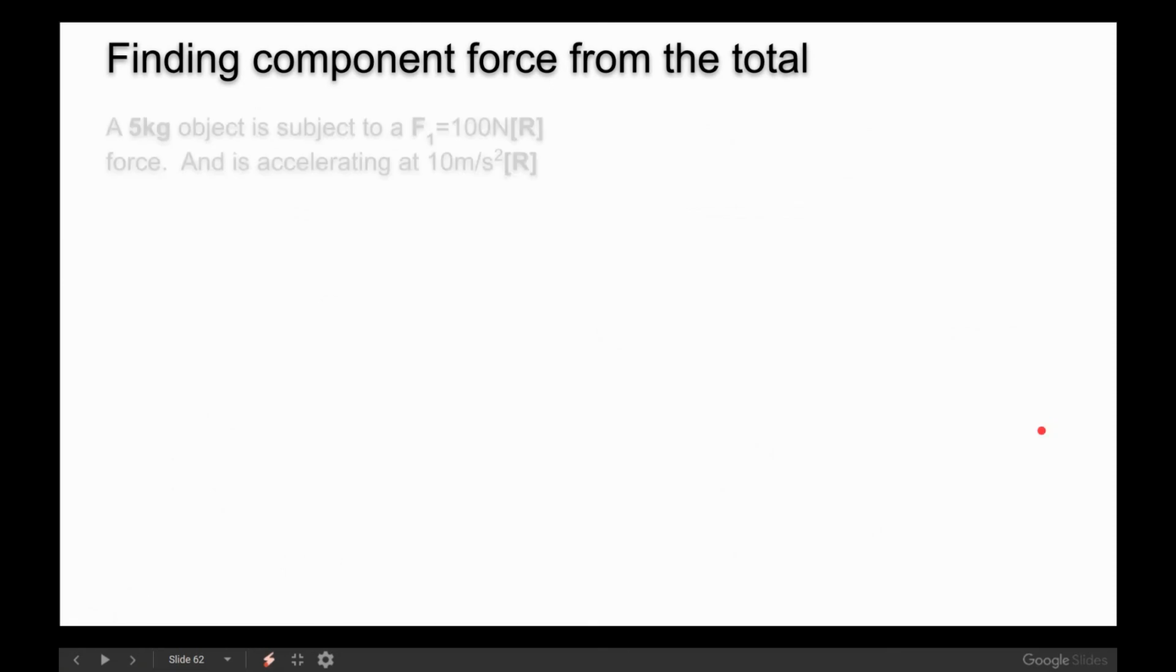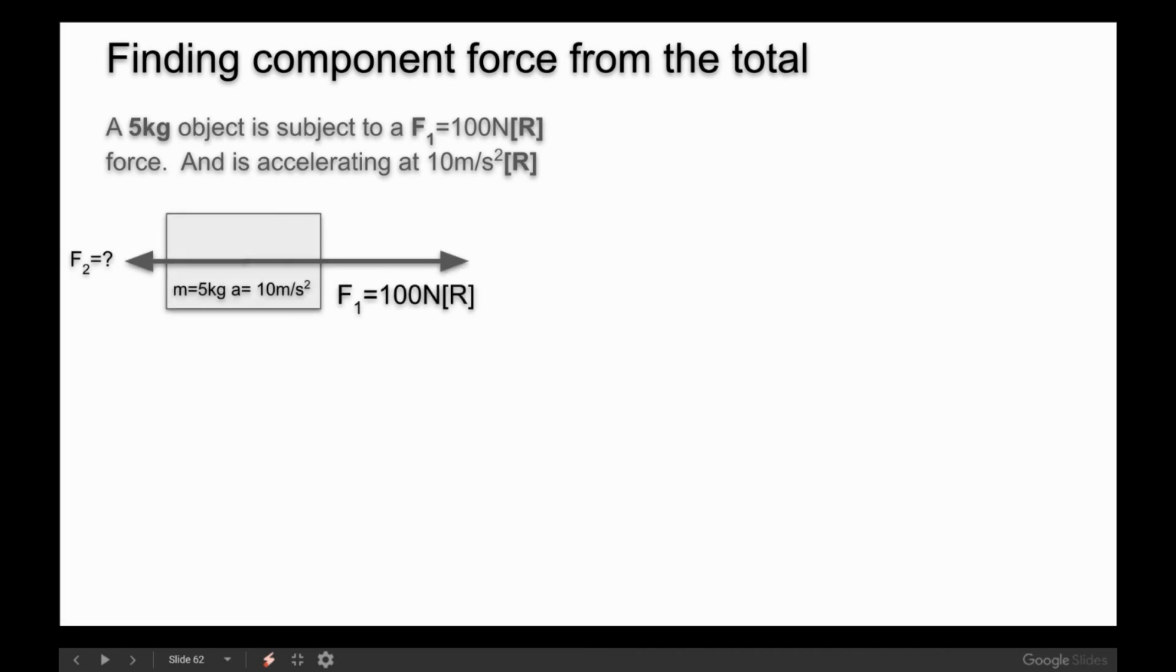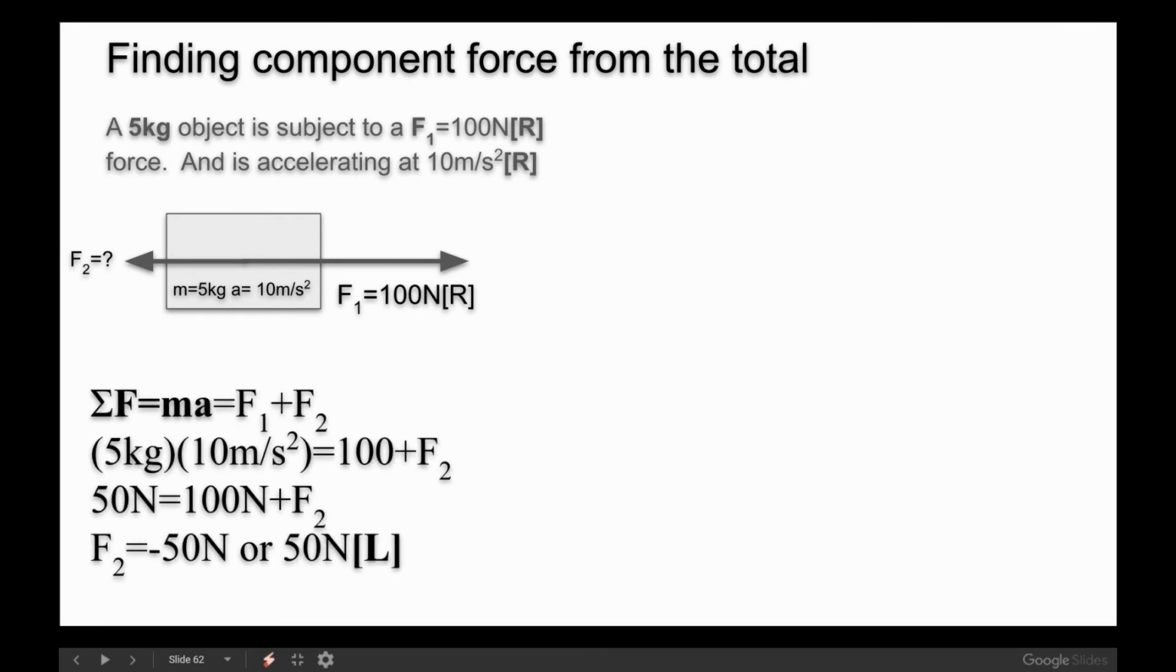Two more examples and we're done. A 5 kilogram object is subject to a 100 Newton force to the right and is accelerating at 10 meters per second squared. Once again, we can calculate the total force without reference to the components. And then we solve and we get 50 newtons to the left.